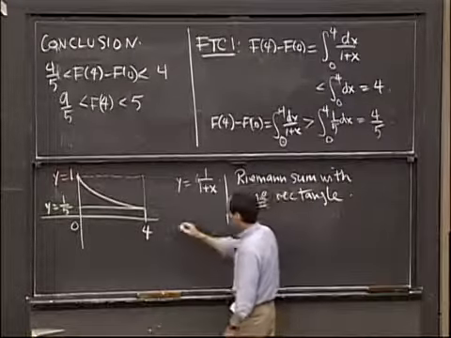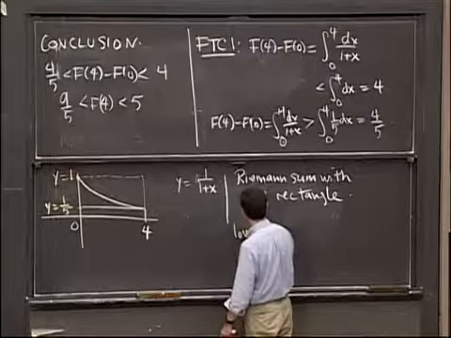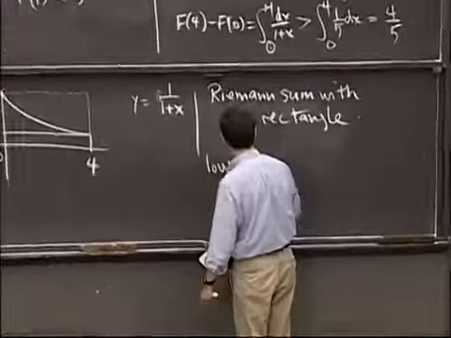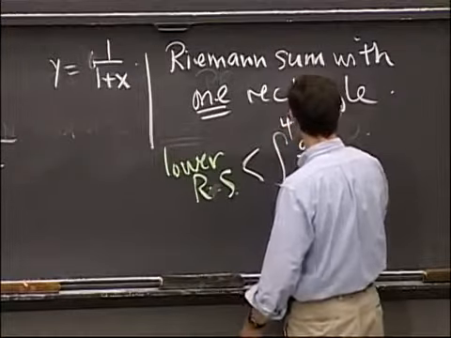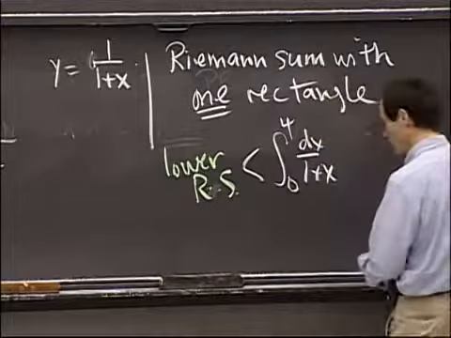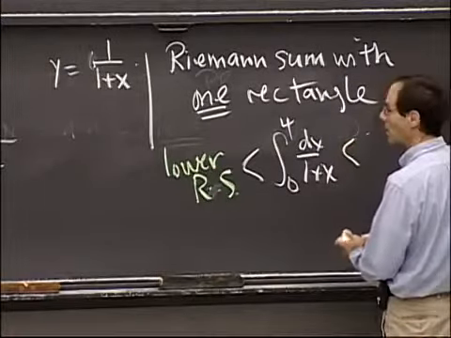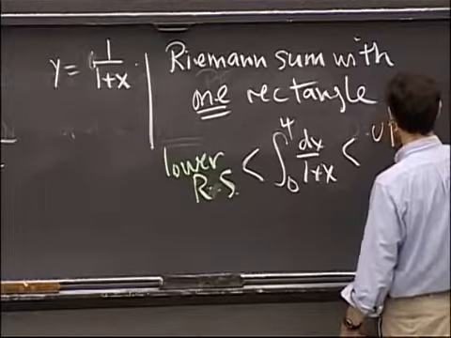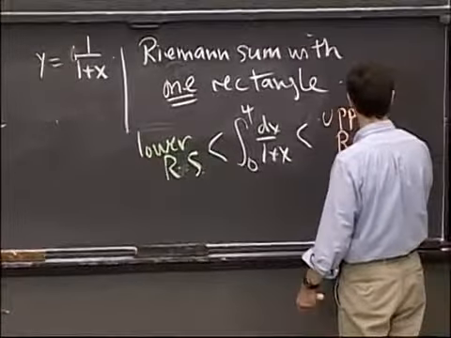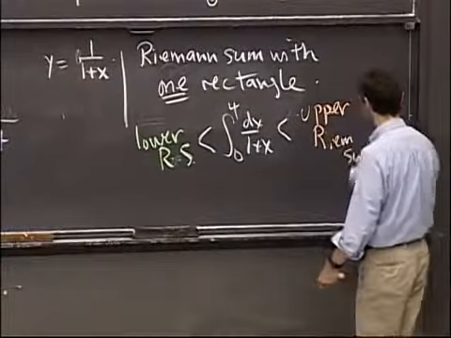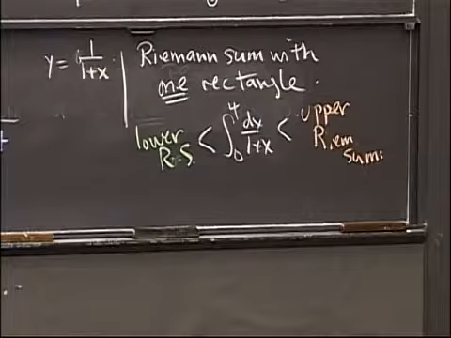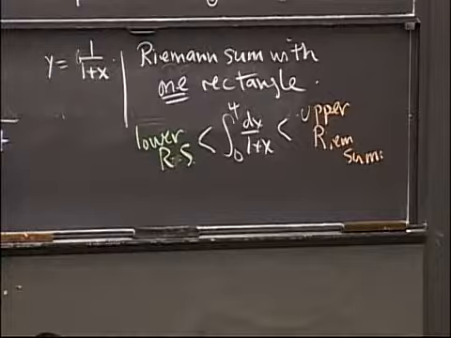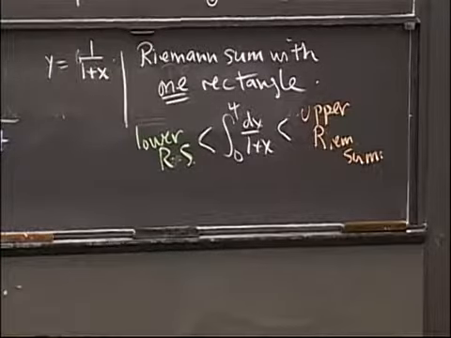But this one is the lower Riemann sum. And that one is less than our actual integral, which is less than the upper Riemann sum. Okay? And you should by now have looked at those upper and lower sums on your homework. So it's just the rectangles underneath and the rectangles on top.